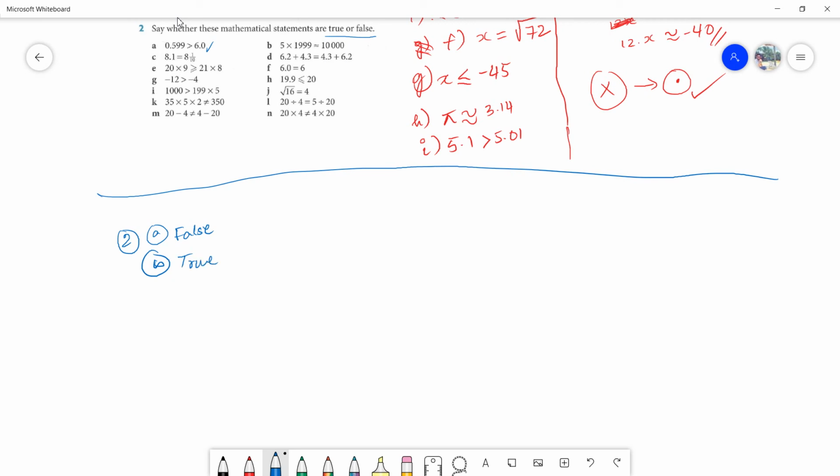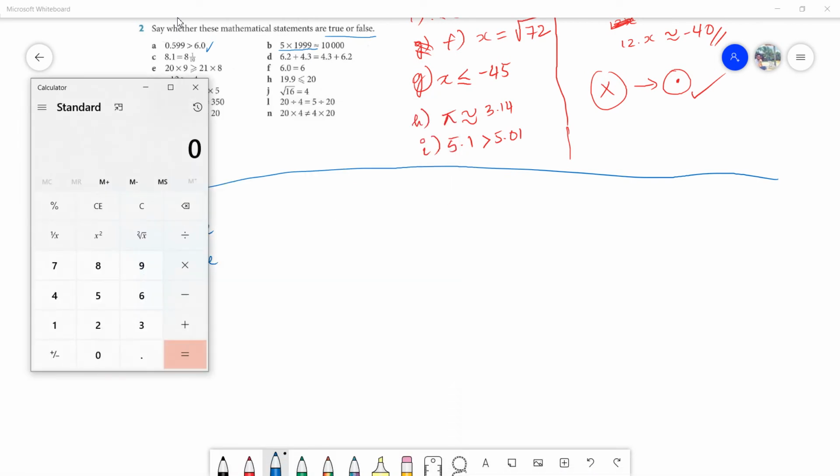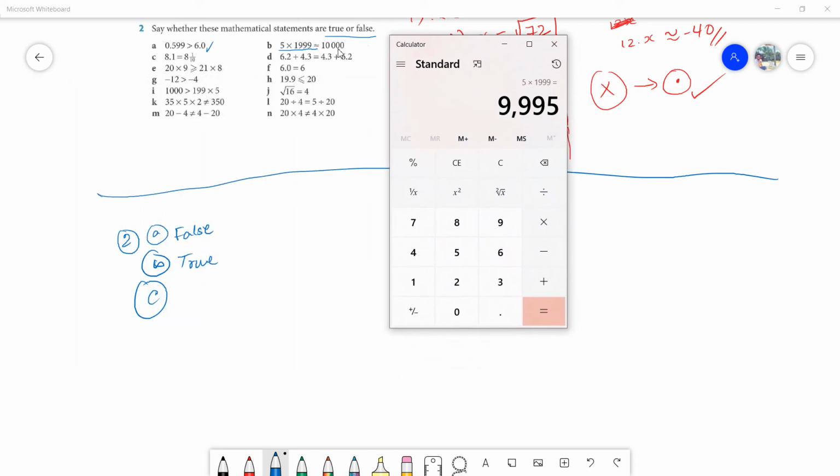And then, to clarify this, let's check with the calculator. 5 times 1999, we are going to get 9995, and we have been given the approximation of 10,000. So these two numbers are almost close. They're not the same numbers, but they are pretty close. Approximately they are almost the same. So as a result, we gave the answer as true.